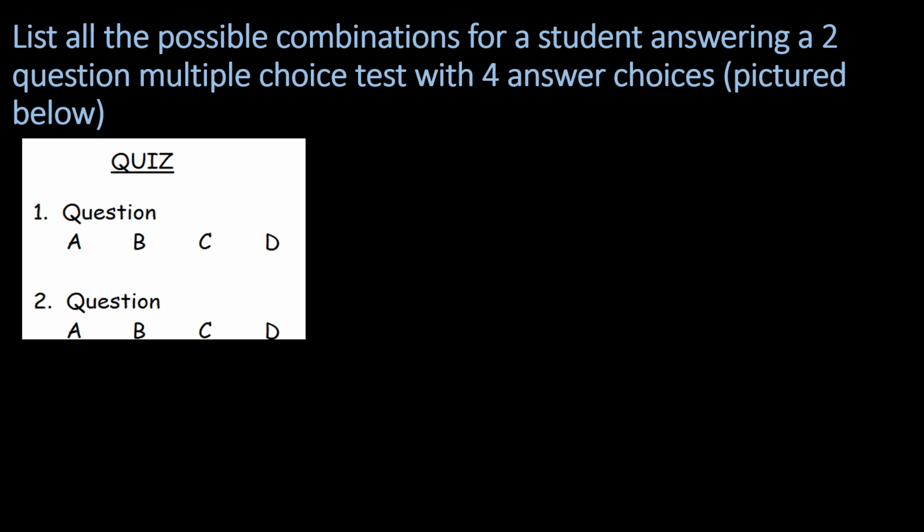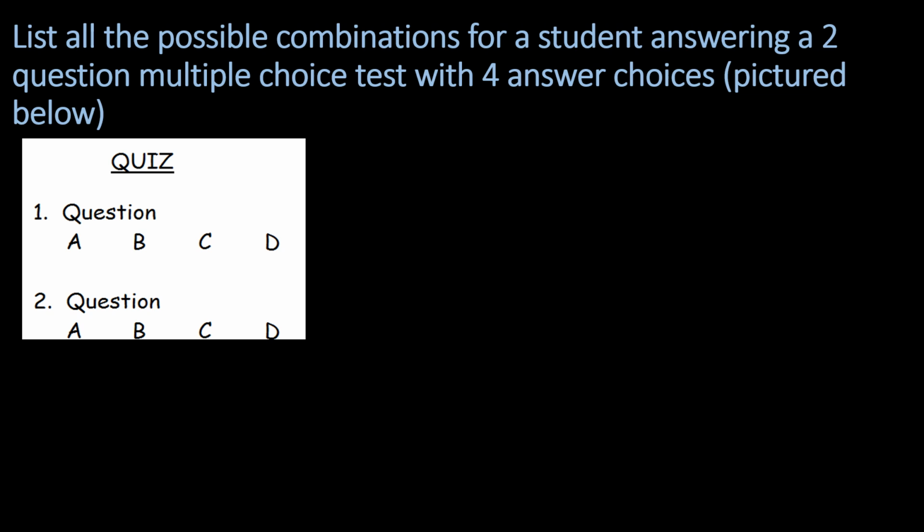Okay, so combinations and permutations. This is 6.6 out of your textbook. There's not as much actual probability in this, but we will talk about some probability with it. Okay, so list all the possible combinations for a student answering a 2-question multiple choice test with 4 answer choices pictured below. I want you to pause the video and answer this question, and then come back and check.